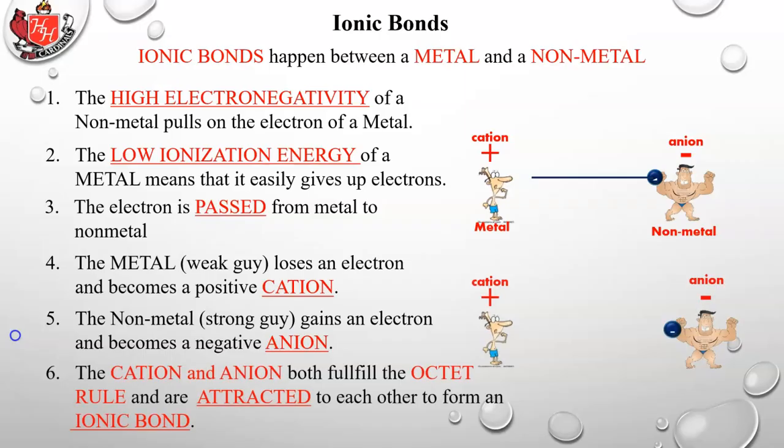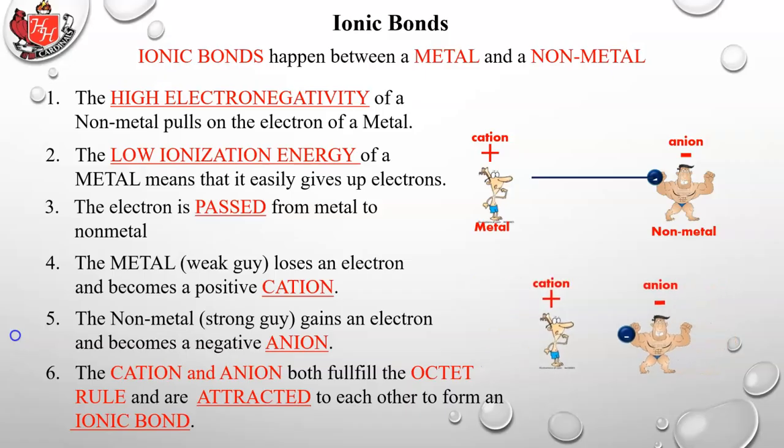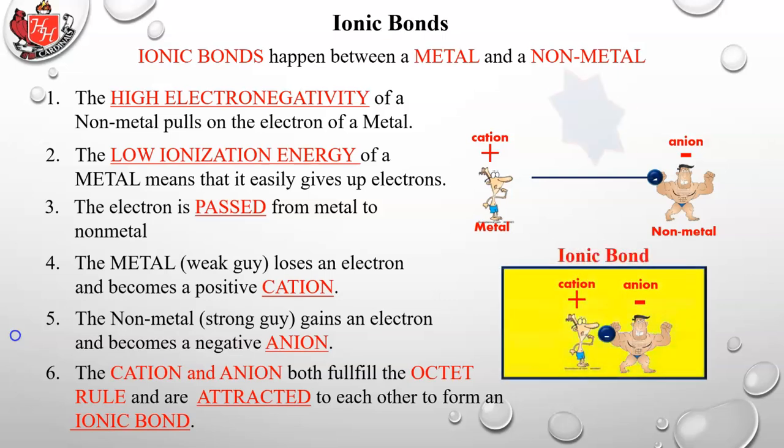And finally, the cation and anion both fulfill the octet rule and are attracted to each other to form an ionic bond, as you see down below. Okay, so go ahead and please memorize those.